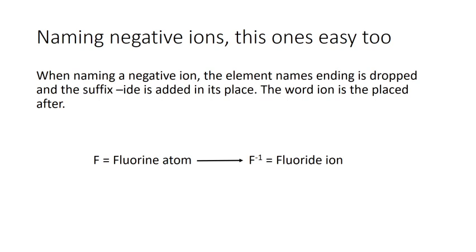Negative ions, this one is pretty easy too. When you're naming a negative ion, the element's ending gets dropped and the suffix "ide" is added in its place. The word ion is placed after that. So as you can see, F, fluorine, no charge, is a fluorine atom. When it gains an electron, becoming a negative ion, an anion, it becomes a fluoride ion.